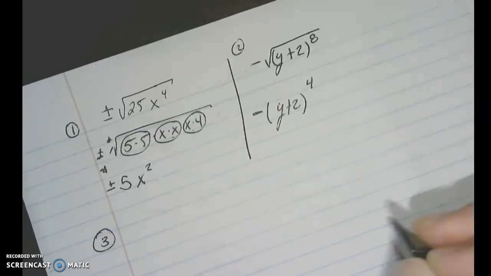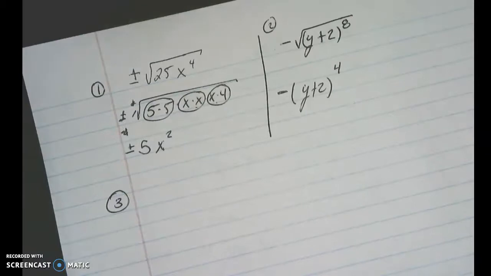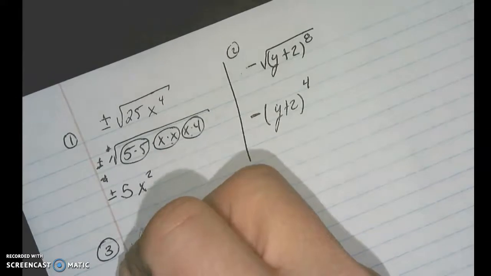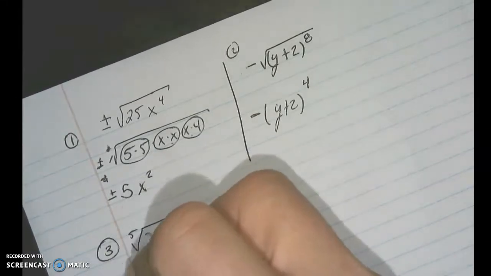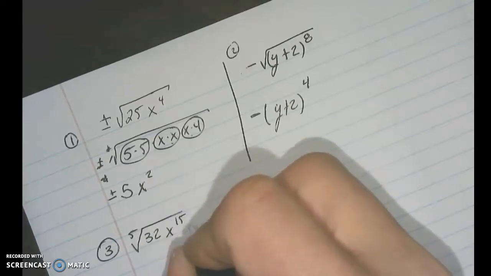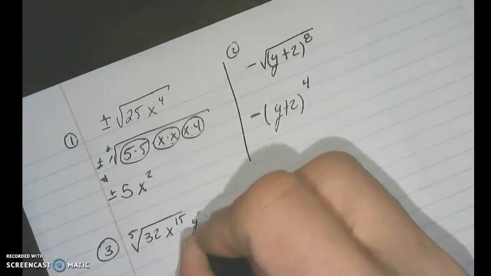So far, these have all been what type of roots? Perfect squares. Perfect squares because they're all going evenly out. Okay. All right. So we're going to do the 5th root, 32 x to the 15, y to the 20th. All right.